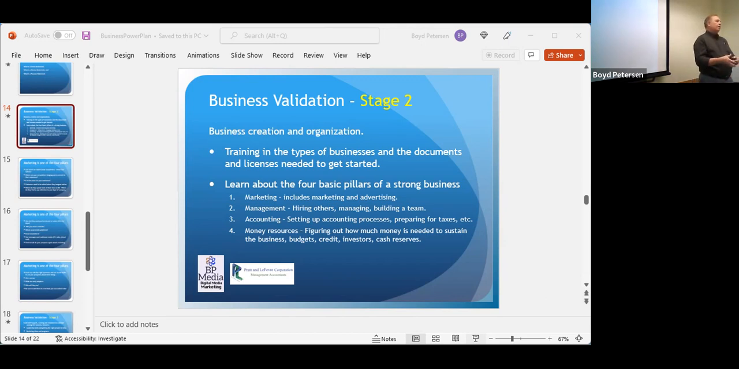Now, you're not going to try to capture all of that. There's no way to. But knowing who some of the competitors are is important, and that's one of the things we're going to talk about. But first, I'm going to talk about this stage 2. Stage 2 is training in the types of businesses, documents, and licenses.